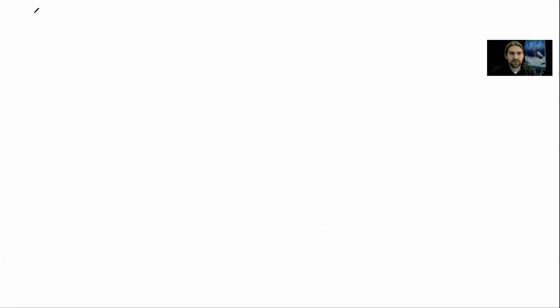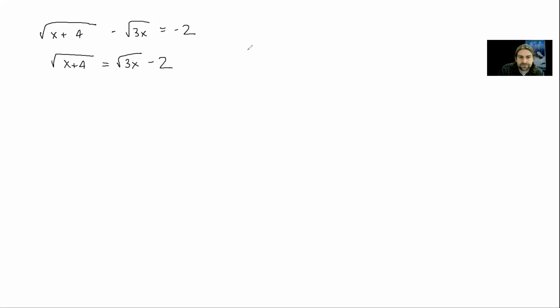Okay, so let's give this a try. We got radical x plus 4 minus radical 3x equals negative 2. So we need to isolate one of the radicals. We'll isolate this one here. So we'll add the radical 3x over to the other side. We get radical x plus 4 is equal to radical 3x minus 2. The next thing we would do is to square both sides.